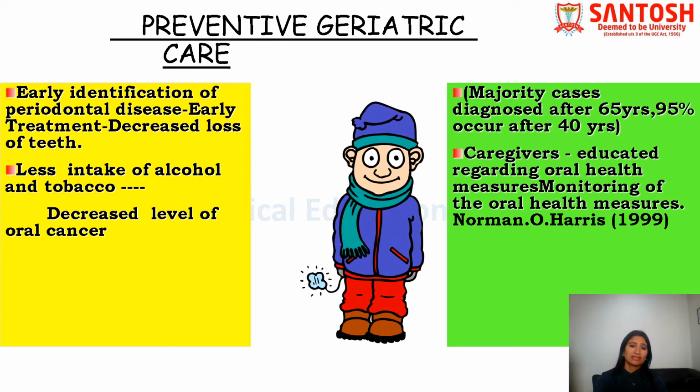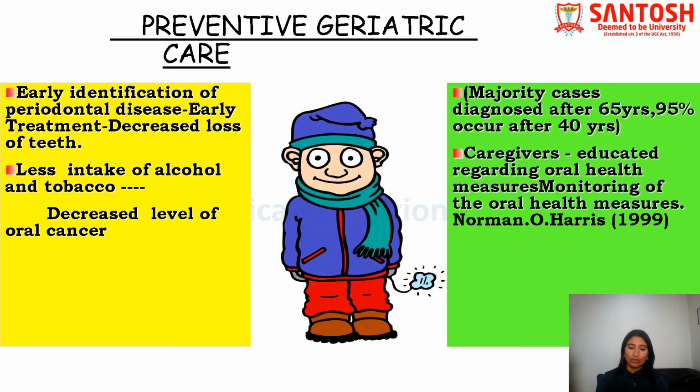Preventive geriatric care happens in the old age group, in which there should be early identification of periodontal diseases, which can lead to early treatment and will lead to decreased loss of teeth. They should be counseled against intake of alcohol and tobacco, if any, because this will lead to decreased levels of oral cancer. The caregivers of the old age adults should be educated regarding the oral health measures, and how they are supposed to monitor the oral health.